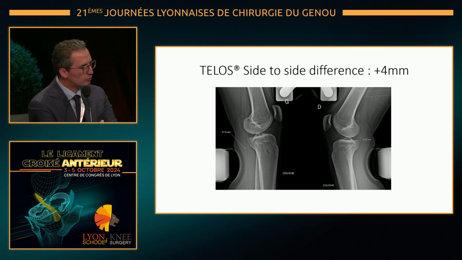Et le télos montre 4 mm d'écart, ce qui n'est pas énorme en soi. Mais les télos, on ne les fait plus. Par contre, on a fait beaucoup de GNRB. On avait un thésard qui a travaillé là-dessus et on a arrêté aussi. Donc aujourd'hui, la laxité, je l'évalue manuellement, mais plus avec un outil.